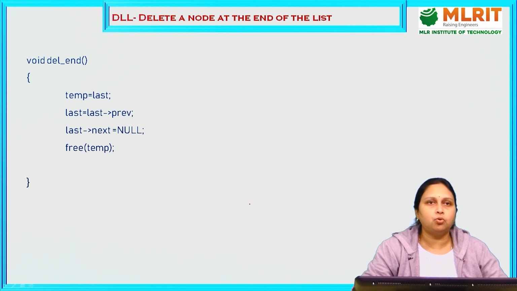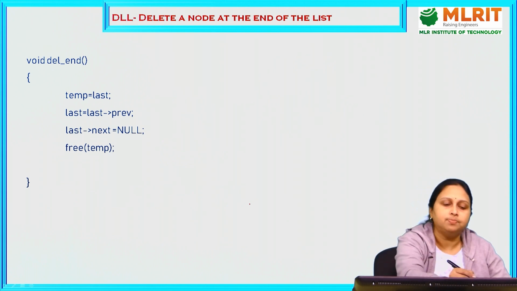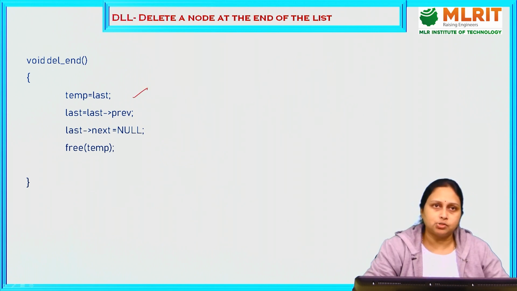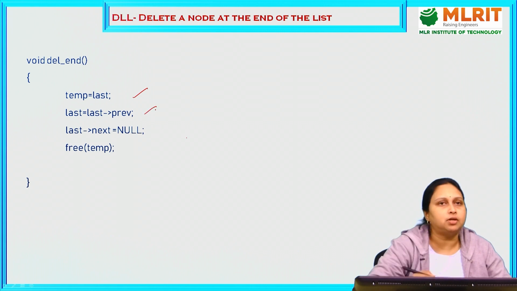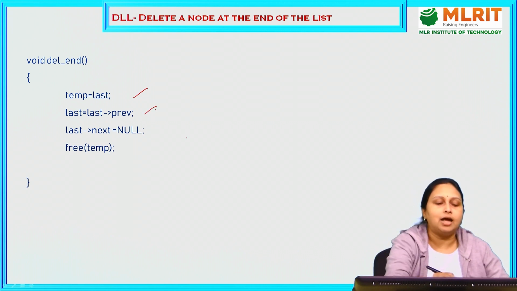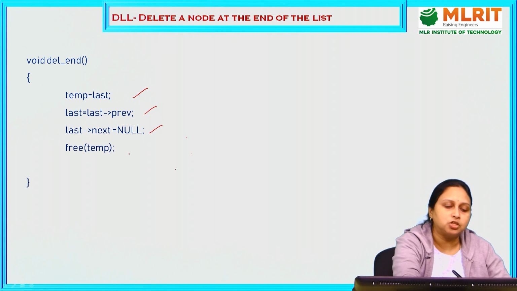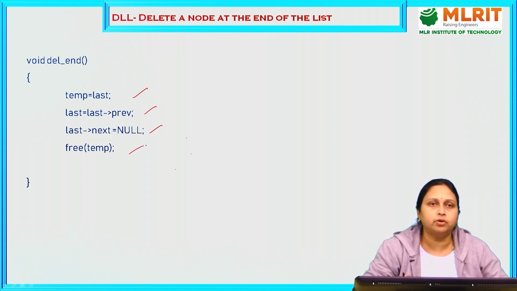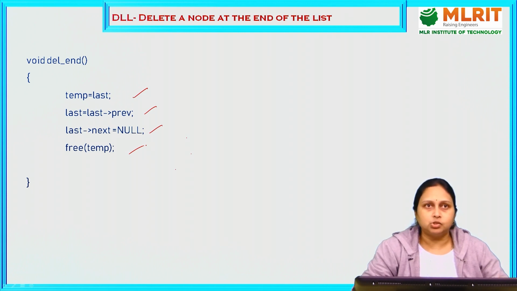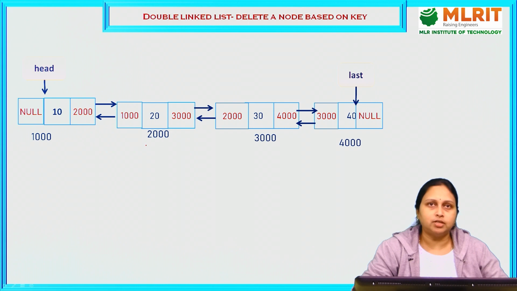Let us see the code, how we are going to write the same thing. Initially we are going to initialize temp equal to last, last equal to last arrow previous, and last arrow next equal to null, as well as free of temp. Free of temp means it is going to deallocate the memory for that temporary variable which we have assigned. Next, coming to the next deletion function.